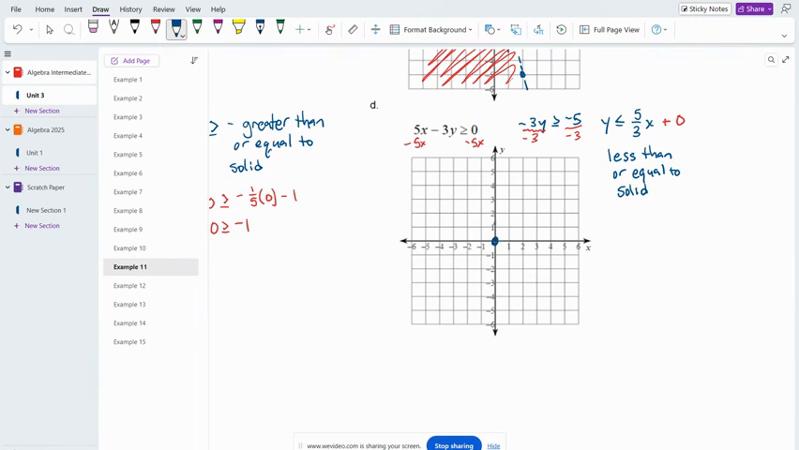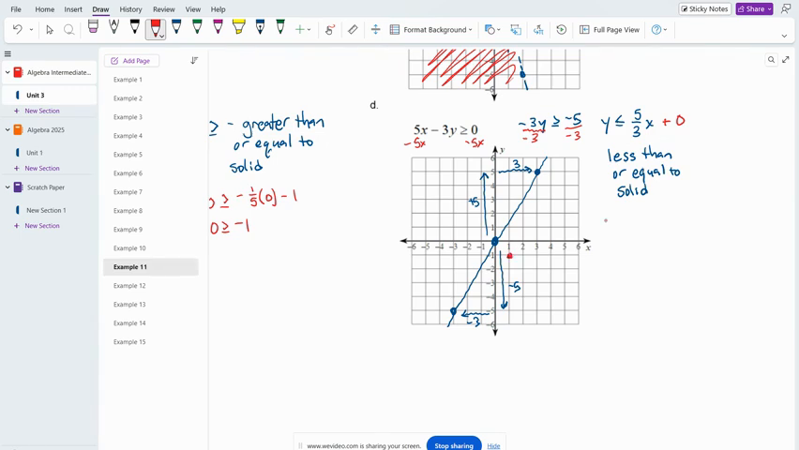We're going to go up 5 over 3. So up 5 and over 3. We can also go down 5 and over 3. It's going to be a solid line, so we're going to do a solid line going down there. We say less than or equal to, so underneath the line.